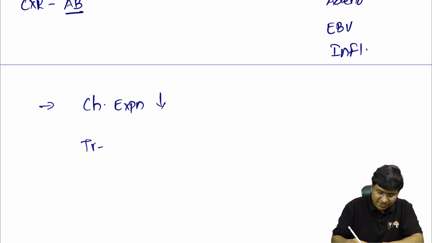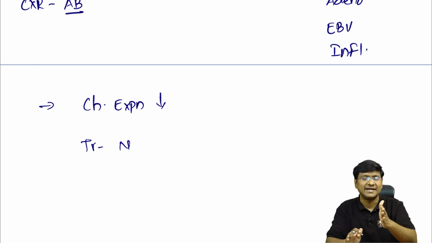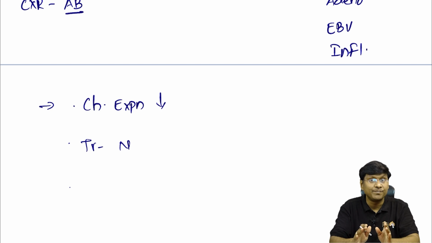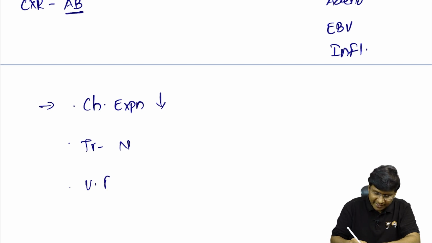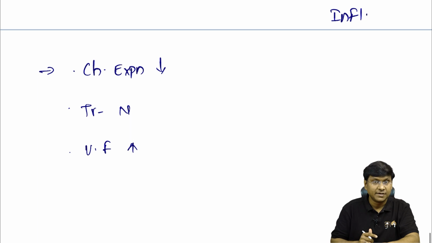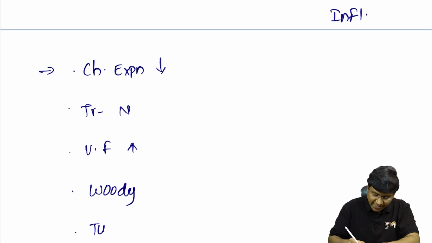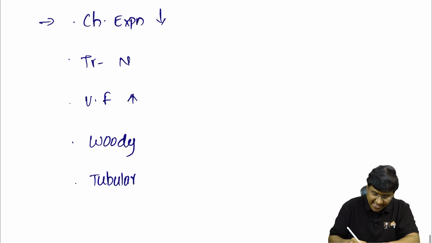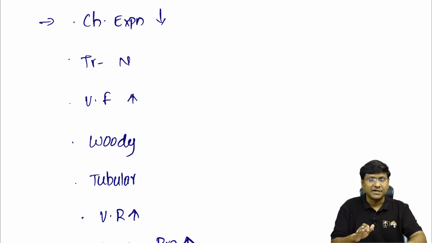Whereas the trachea is normal, present centrally, right? Then what will happen to the vocal fremitus? The vocal fremitus is increased, right? Then percussion, if you take, it will be a woody dull note, right? And on auscultation, you will have the tubular type of bronchial breath sounds, which are high pitched sounds, and the vocal resonance is increased, right? And there will be presence of egophony as well as bronchophony. So these are all the features of consolidation.